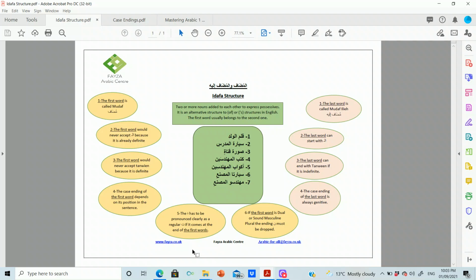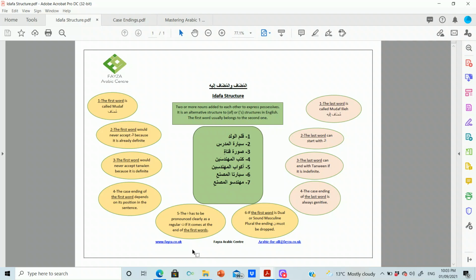So qalam al-walad, that is the pen of the boy. Sayyarat al-mudarris, the car of the teacher. Surat fata, the picture of a girl, or a picture of a girl. Kutub al-muhandisain, the books of the two engineers. أكواب المهندسين, the cups of the engineers. سيارة المصنع, that is the car of the factory. مهندسو المصنع, that is the engineers of the factory.